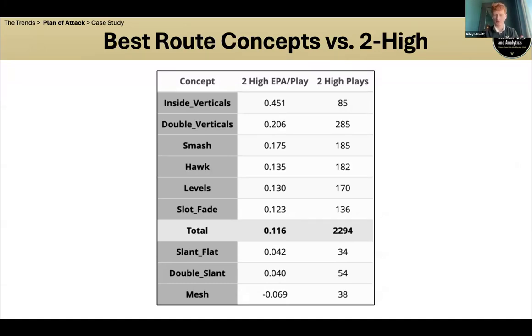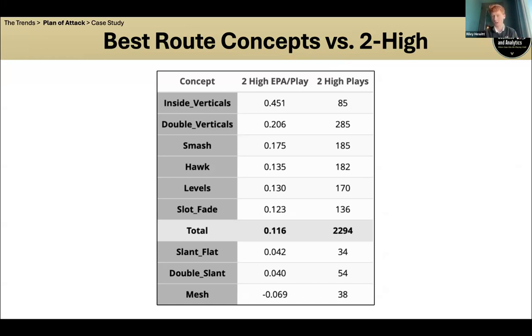We looked at several different route concepts, and of them, inside verticals was the best at attacking two high, albeit in a small sample. Looking at two larger sample route concepts, double verticals, where two receivers on the same side of the field are running a vertical route, and smash, where you have an inside receiver running a corner and an outside receiver running a hook, were both extremely effective against two high coverage.